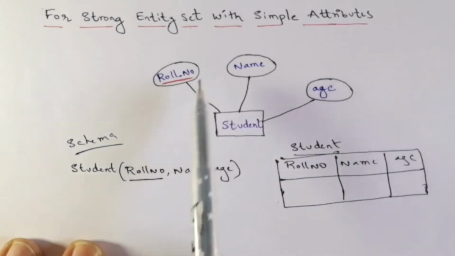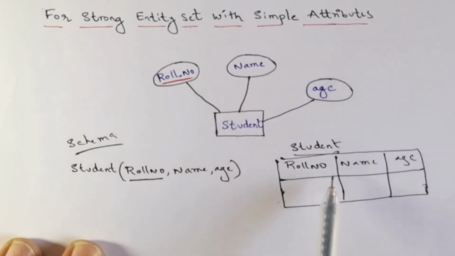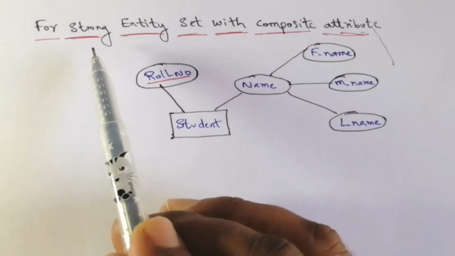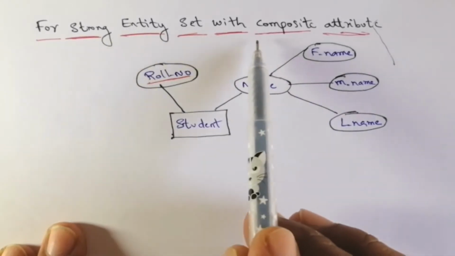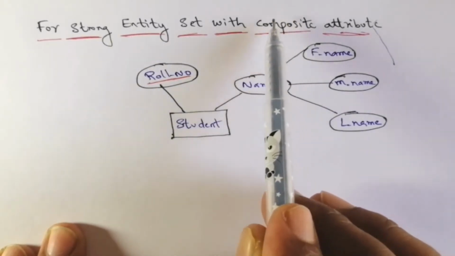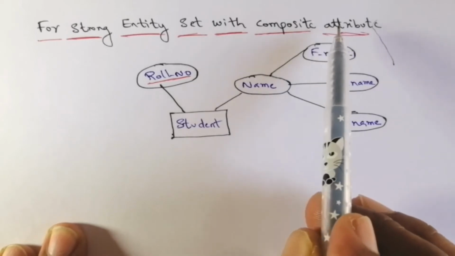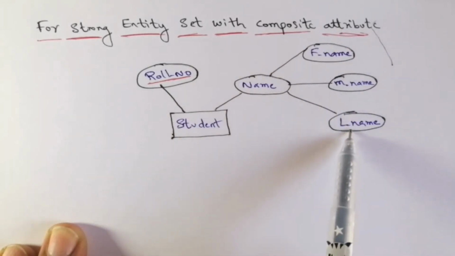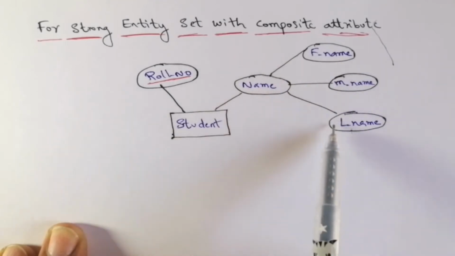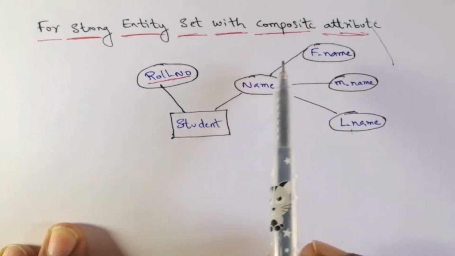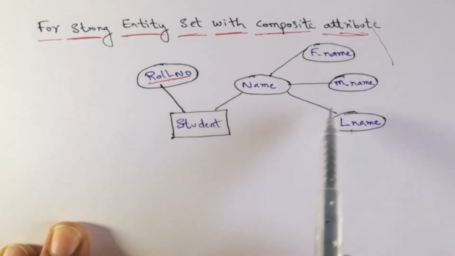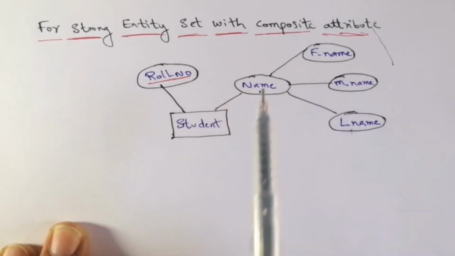This is how we have to convert it into a relation, right? Let us take another case. It is also a strong entity set, but here we have what? A composite attribute. So what is a composite attribute? If an attribute has more than one sub attribute, altogether we call them a composite attribute.